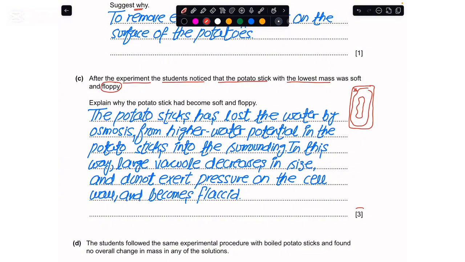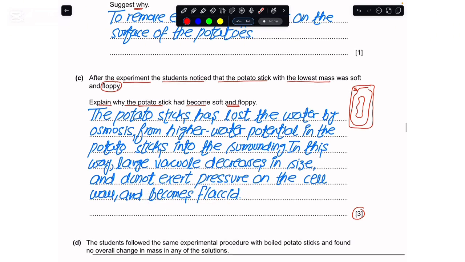Here they have asked, for a total of 3 marks, that we explain why the potato sticks have become soft and floppy. The answer is very simple: the potato sticks have lost water by osmosis, where the water has moved from the higher water potential in the potato sticks into the surrounding solution where the water potential was low. In this way, their large vacuole decreases in size or volume, and it is no longer exerting pressure on the surrounding cell wall, and that is why they become flaccid, soft and floppy.